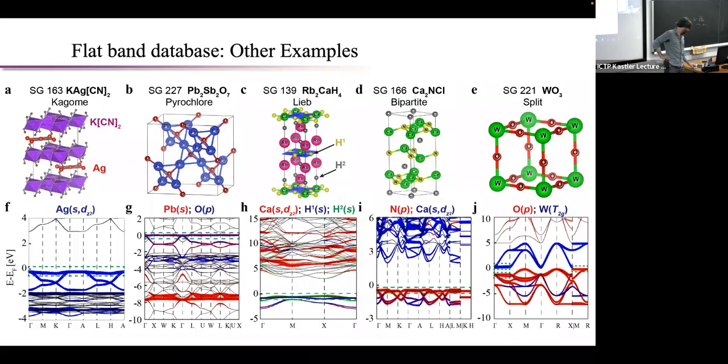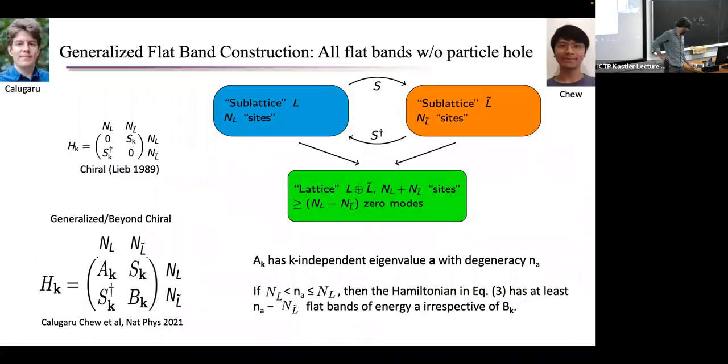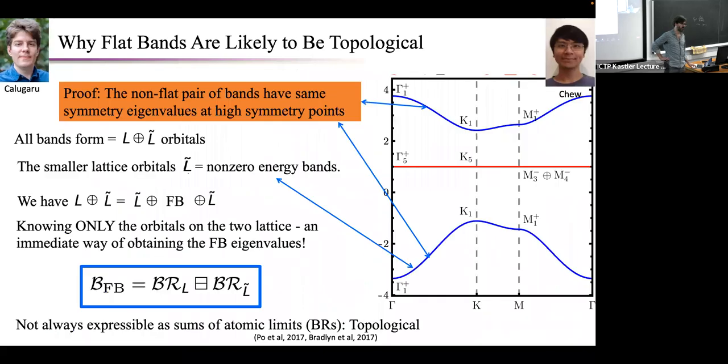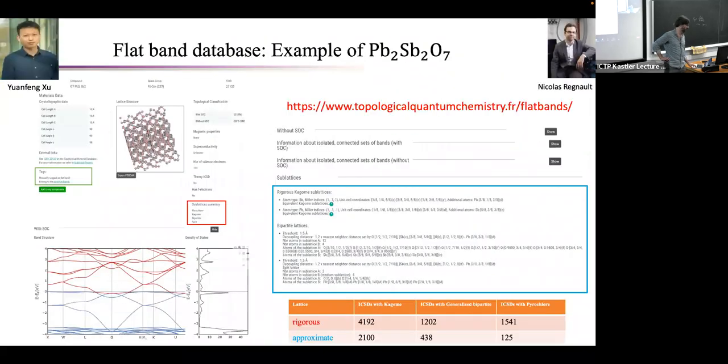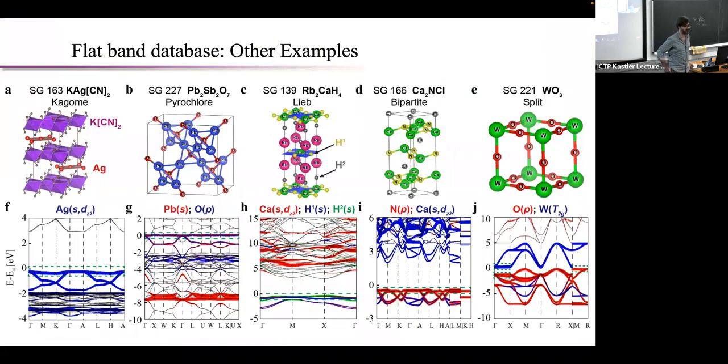In this construction, it's flat. So what is the relation between the construction and the database? The high throughput is done by checking for lattices that have this Lieb form, because you can check geometrically. Of course, you can do the high throughput by brute force also, and it turns out that 80% of them match. But if it's Lieb construction, then it should be flat.